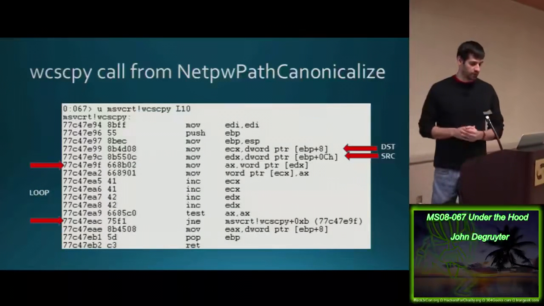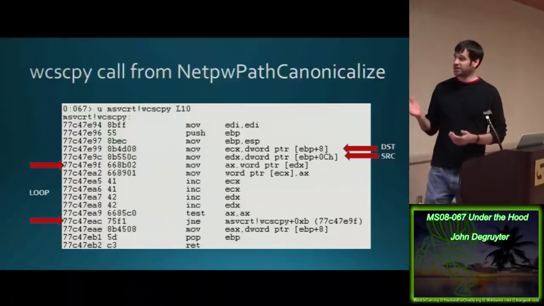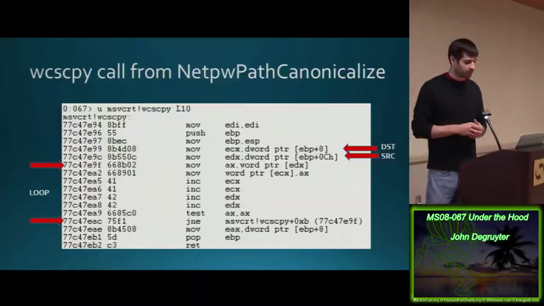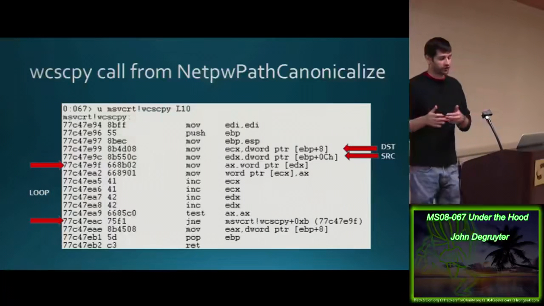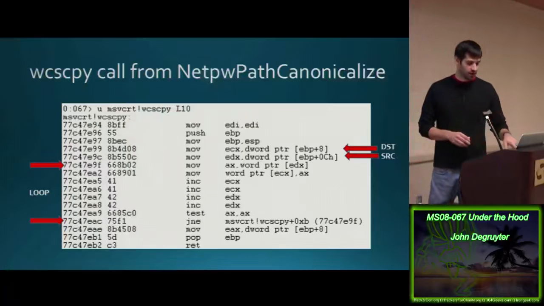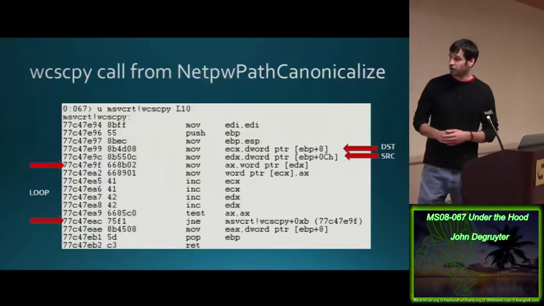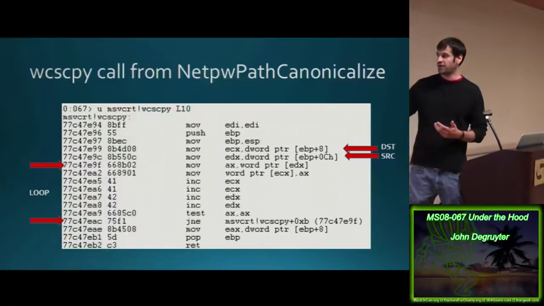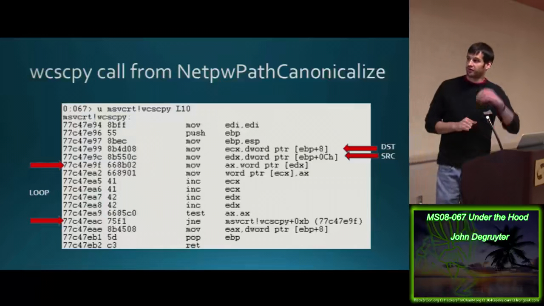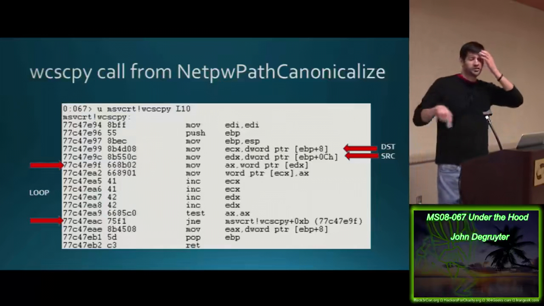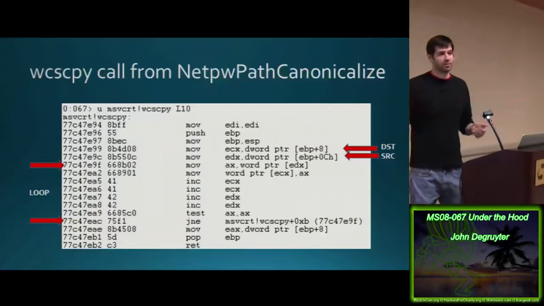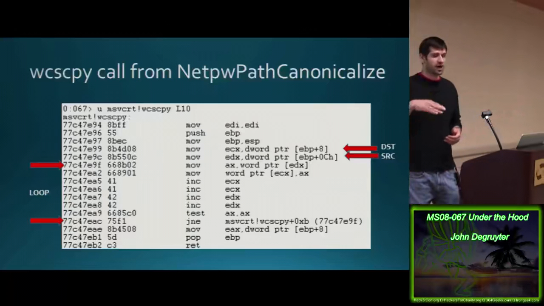Basically, it's a loop. We have our source, which is EDX, and our destination is pointed to by ECX. These are actually pointers to the source and destination. And then it just loops through. You see at the bottom, the JNE instruction goes to 77C47E9F, and that's what the red arrow at the upper left points to, 77C47E9F. So it's just going to loop back up to that instruction until it's finished with the copy. So this is going on as it's copying data.